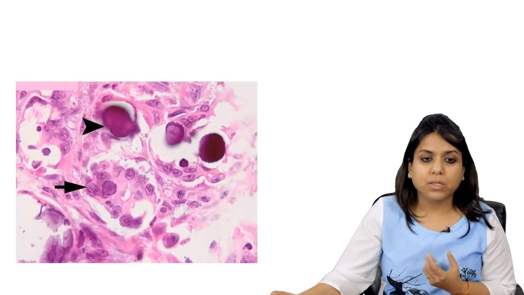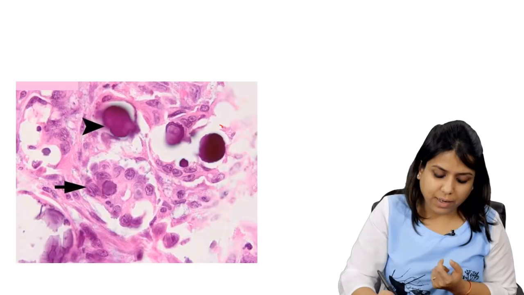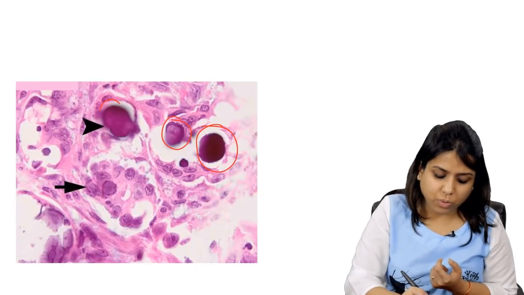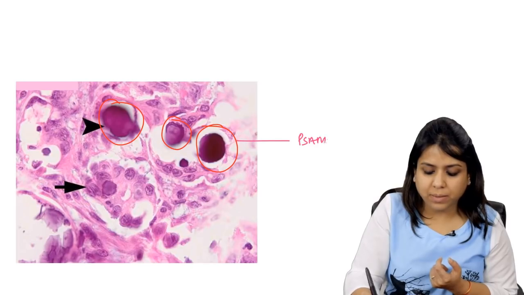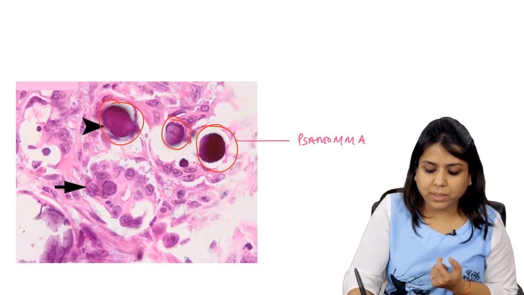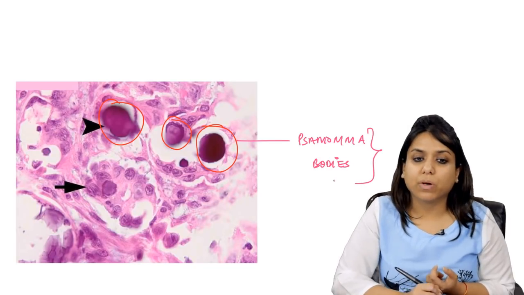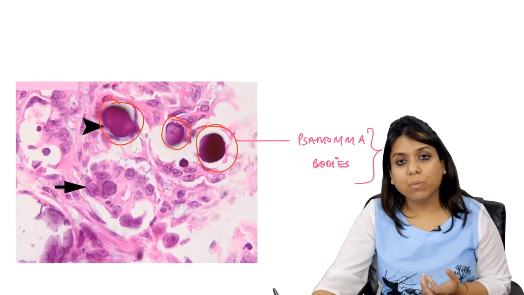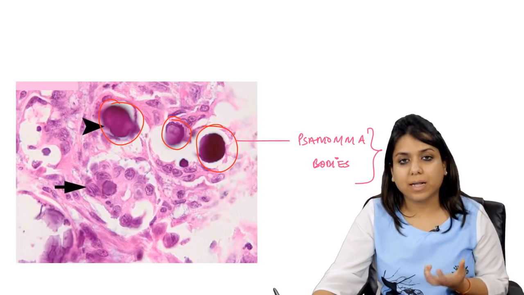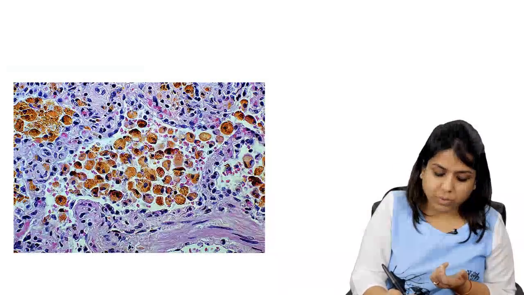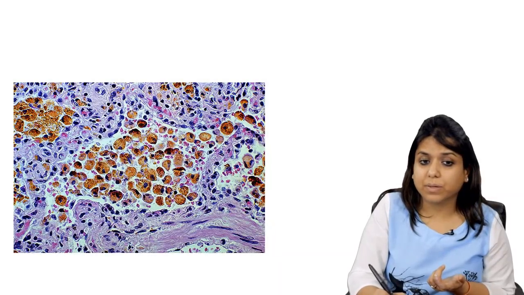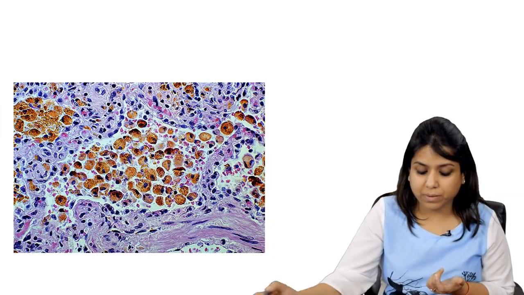Next image, students, the arrowed things are basically Psammoma bodies. Clear? What are Psammoma bodies? They are foci of dystrophic calcification. Next image, students, again this is hemosiderin, brownish pigment.